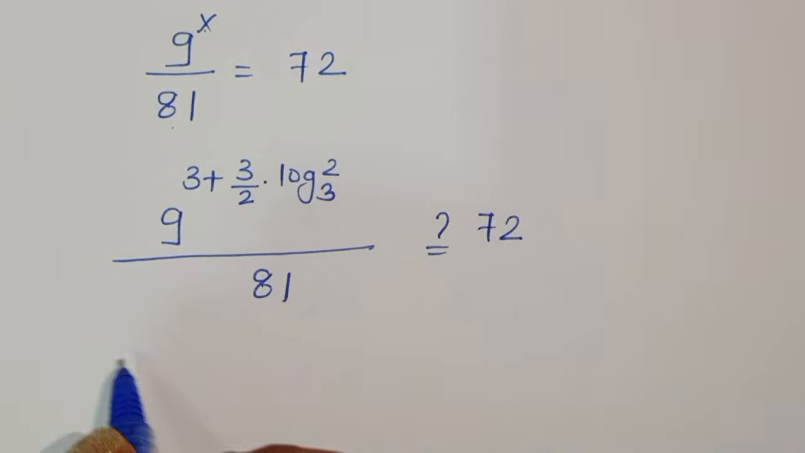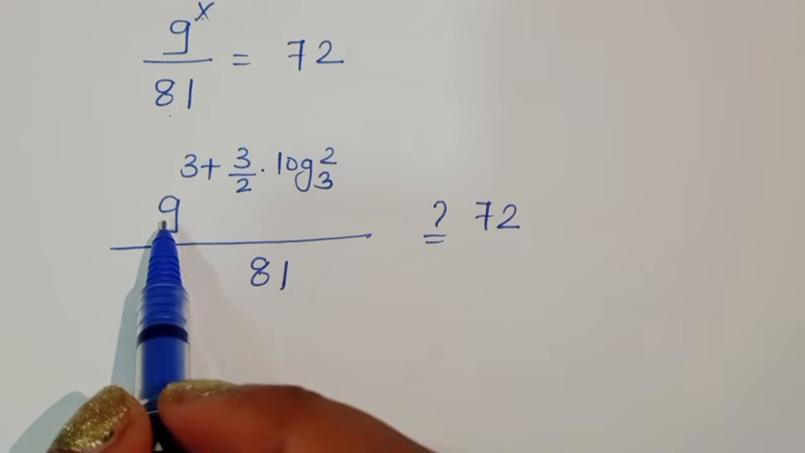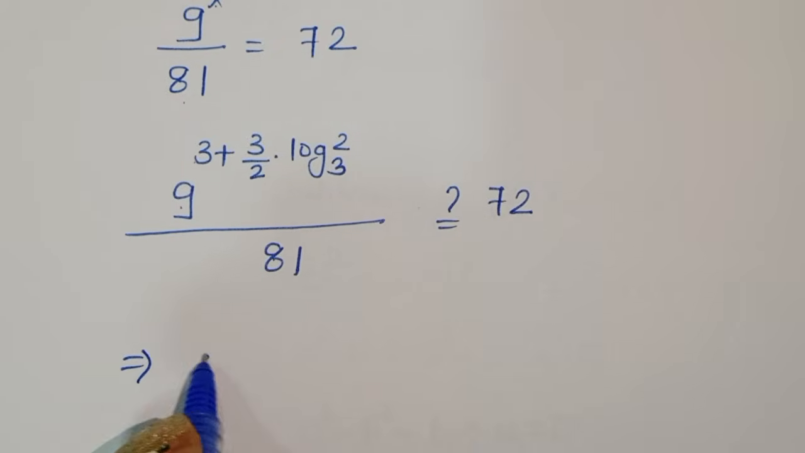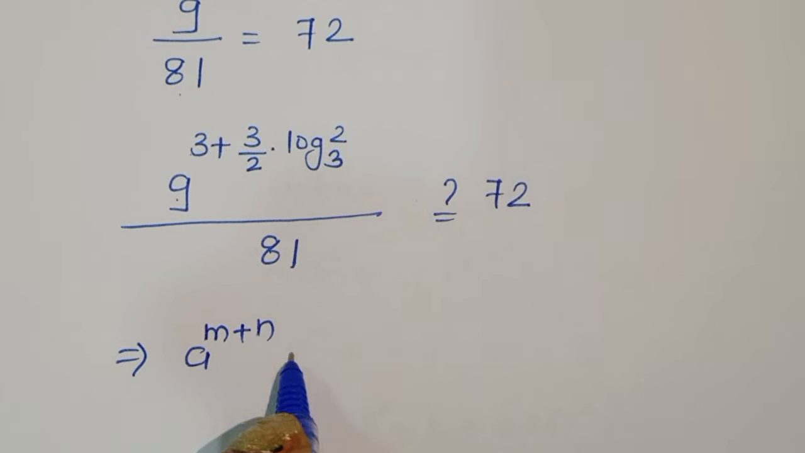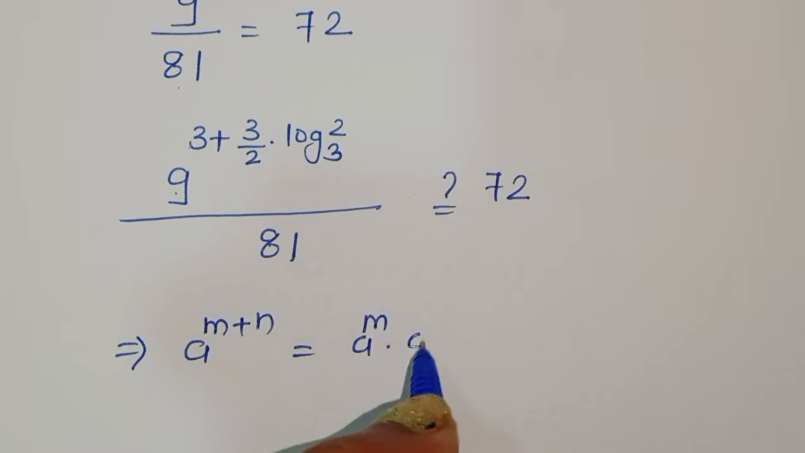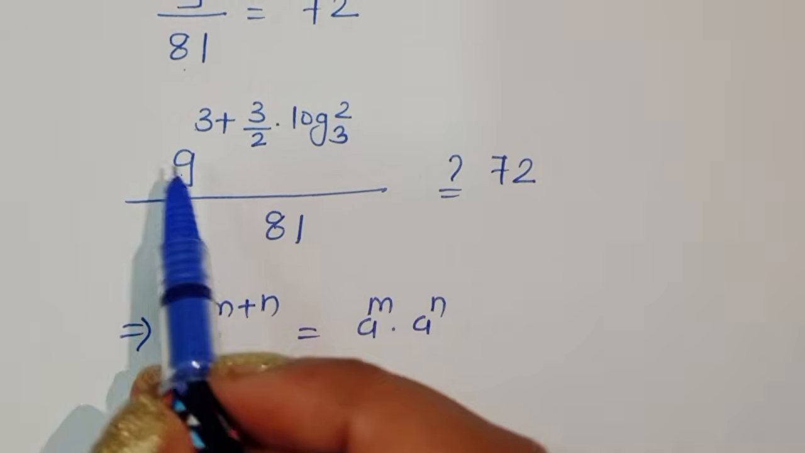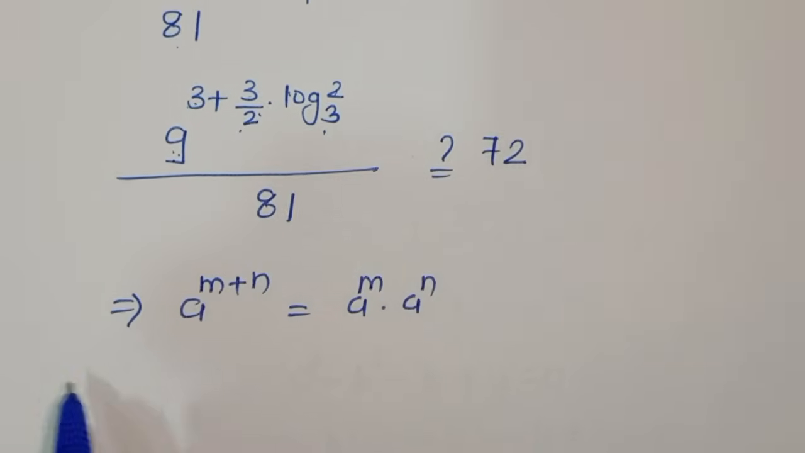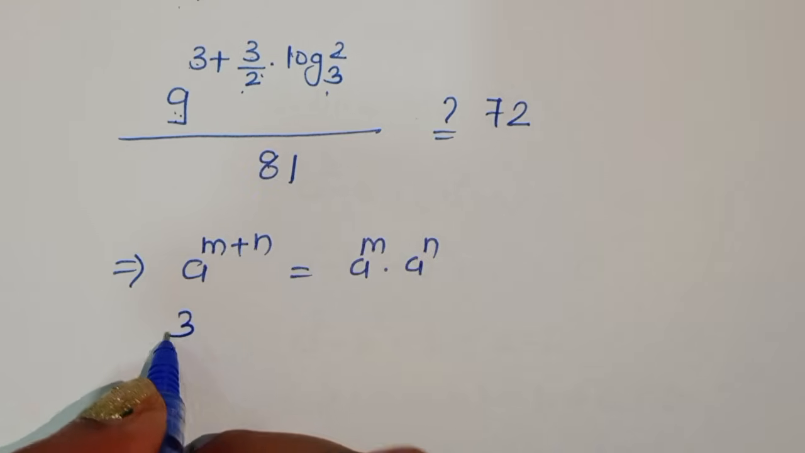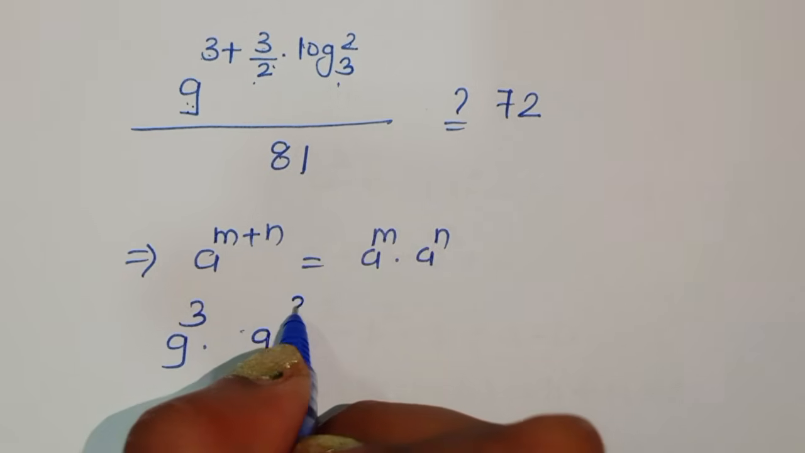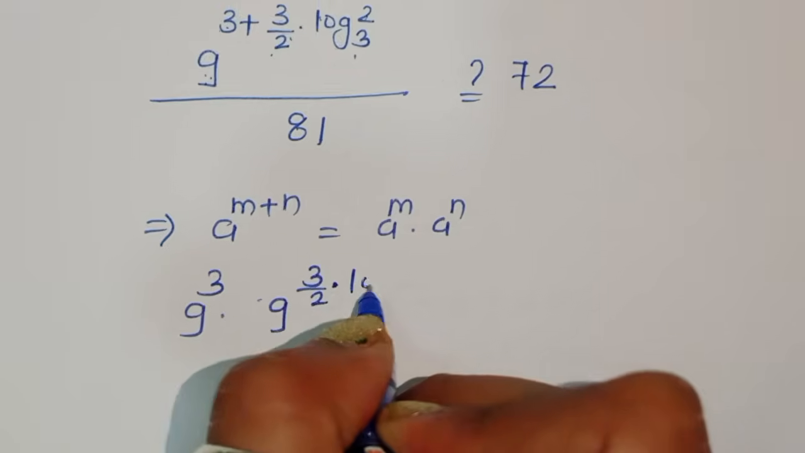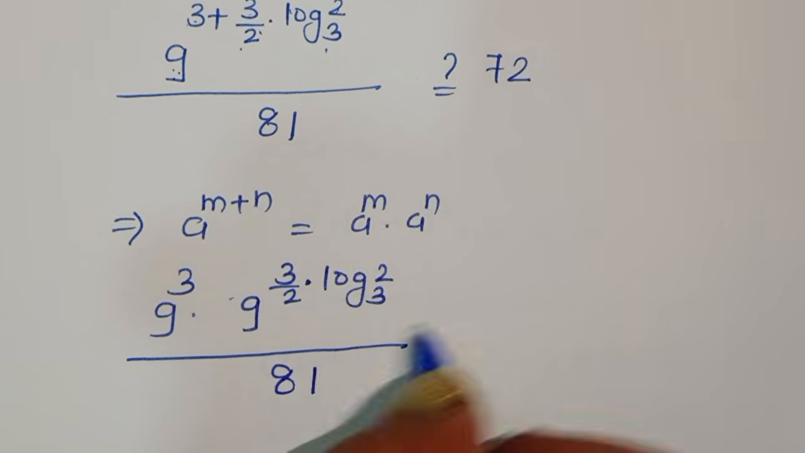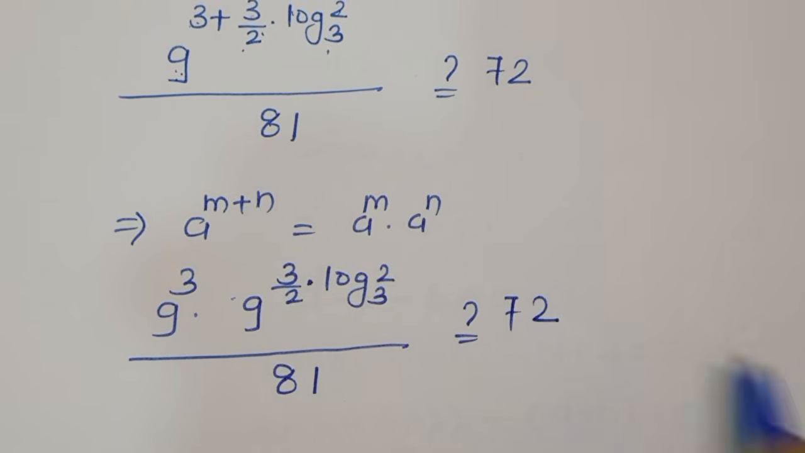Now we can write this one. This is the form of a power m plus n. So we know the formula: a power m plus n is equal to a power m times a power n. So using this formula, we can write this one as 9 power 3 times 9 power 3 by 2 log of 2 to the base 3. So it will become 9 power 3 times 9 power 3 by 2 times log of 2 to the base 3, divided by 81, question mark, 72.